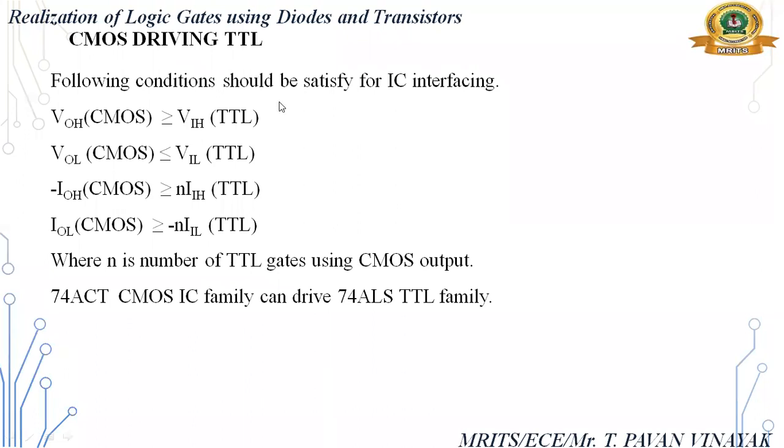Similarly, for TTL driving CMOS, just repeat with CMOS and TTL swapped. Remaining conditions are the same. Suppose you want CMOS with ECL, this side is CMOS, this one is ECL. If you want TTL versus ECL, this becomes TTL. This all becomes TTL.